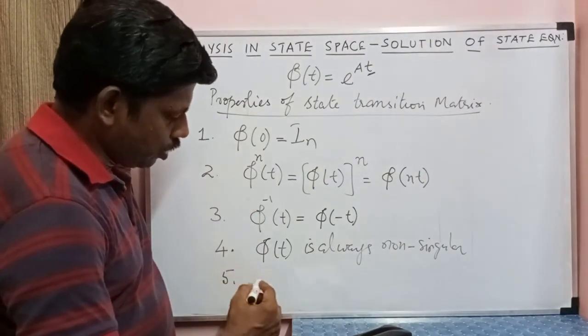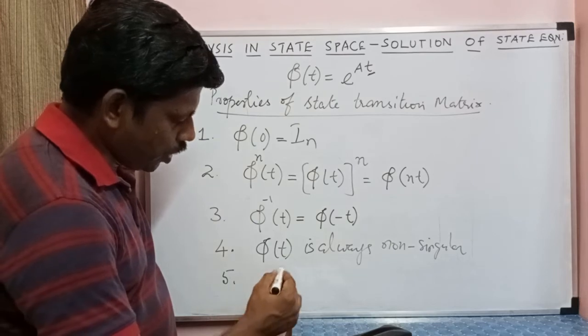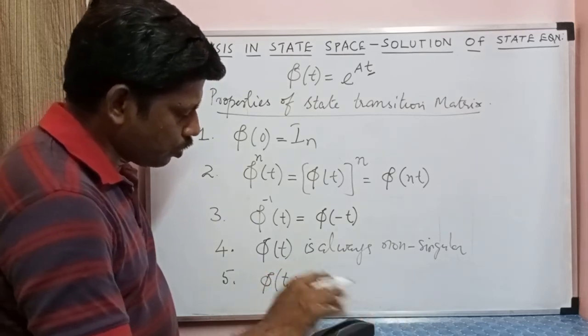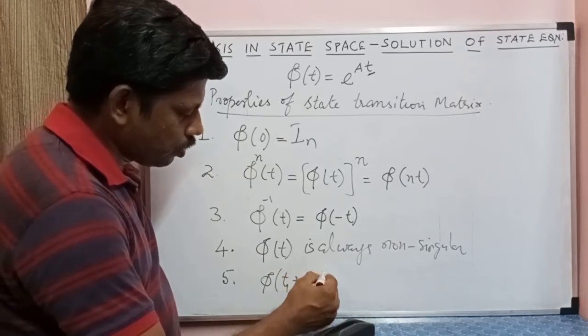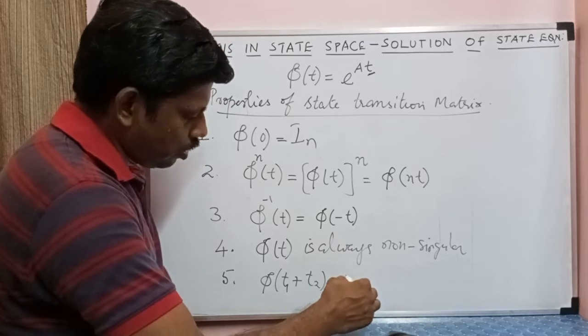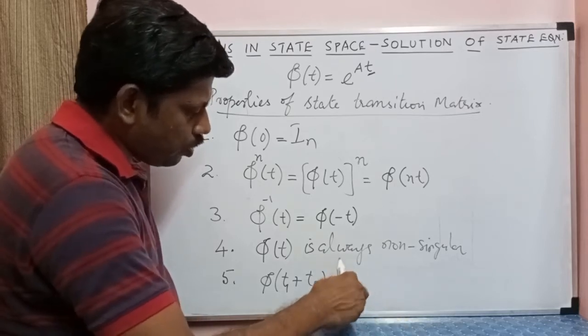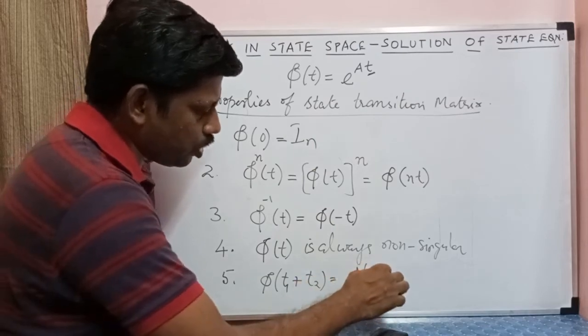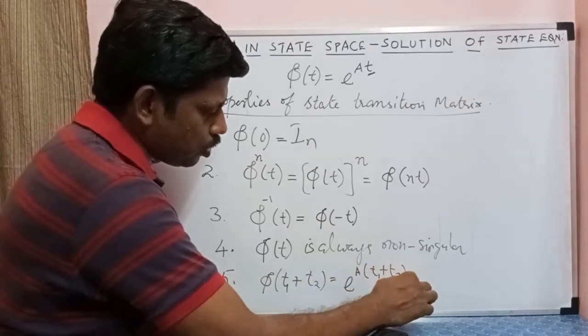Then the fifth property is phi of t1 plus t2 is equal to, let us say, e power A, instead of t I have to put t1 plus t2.